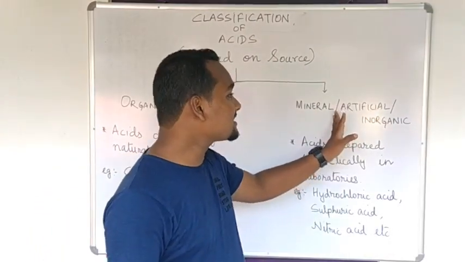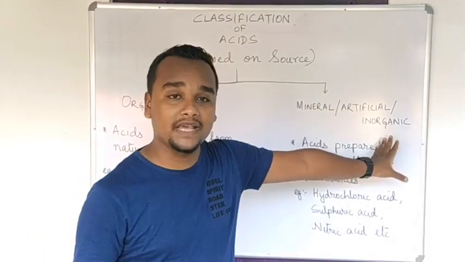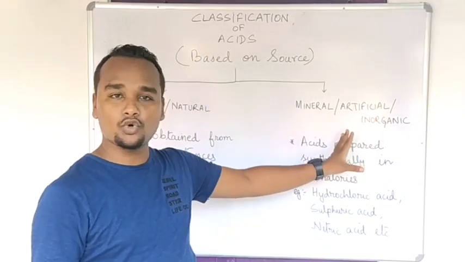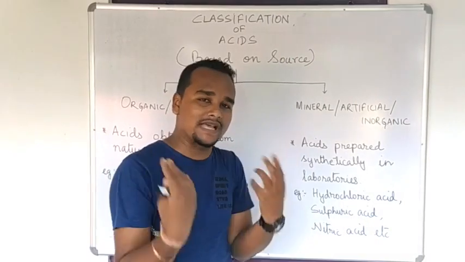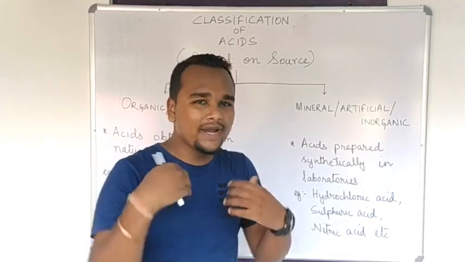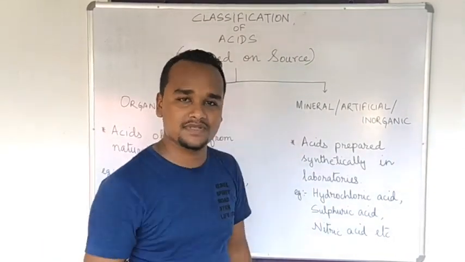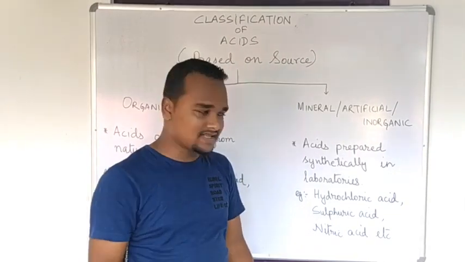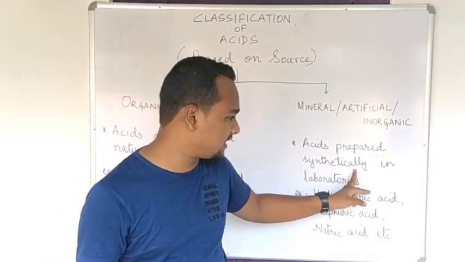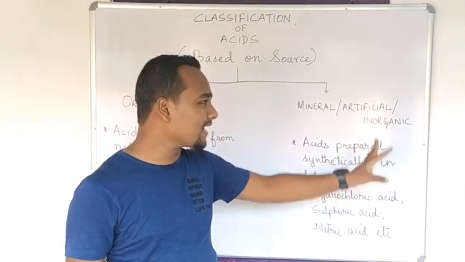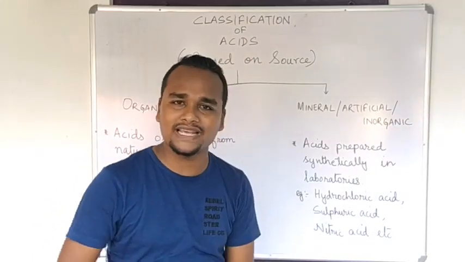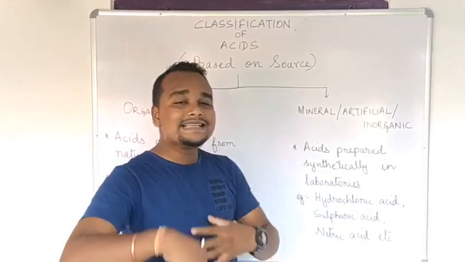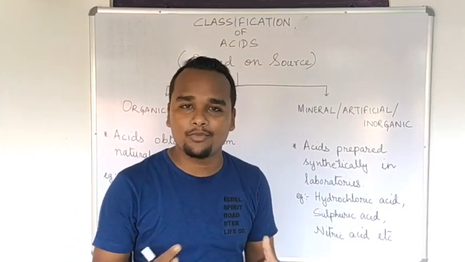Then the next one is mineral, or artificial, or inorganic acids. These are acids which are not naturally occurring. That means these are acids which we do not get from any natural substances. These acids are prepared synthetically in the laboratories. Where are these mineral, artificial or inorganic acids prepared? They are prepared synthetically in the laboratories.